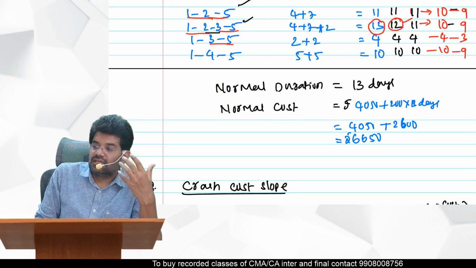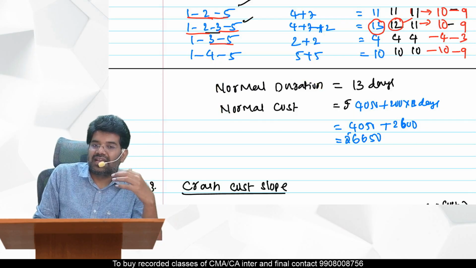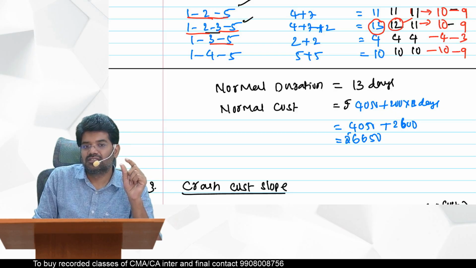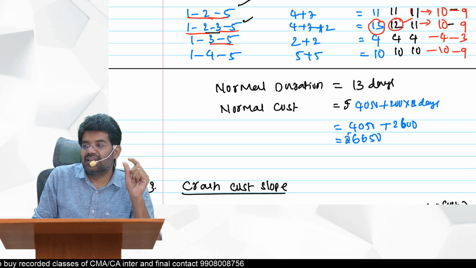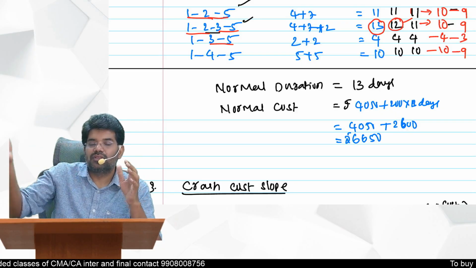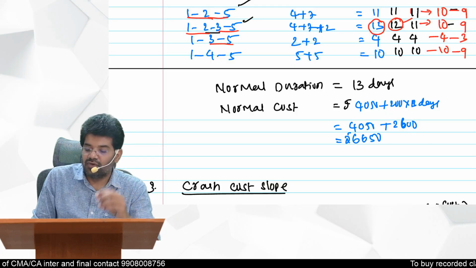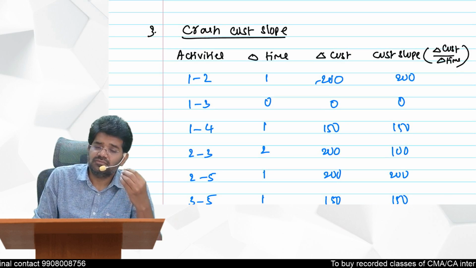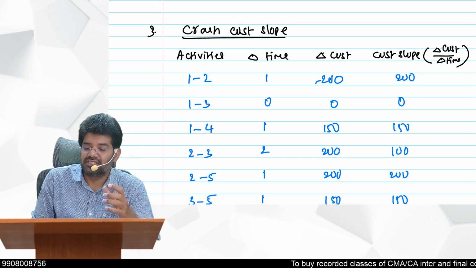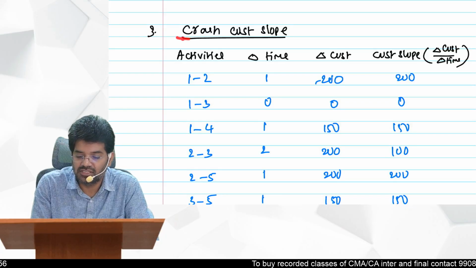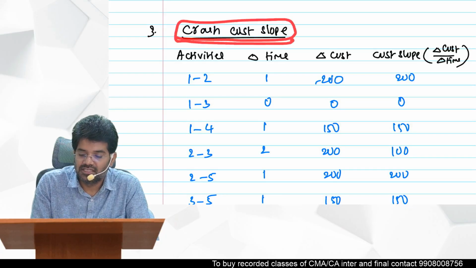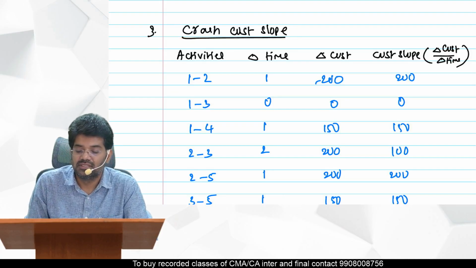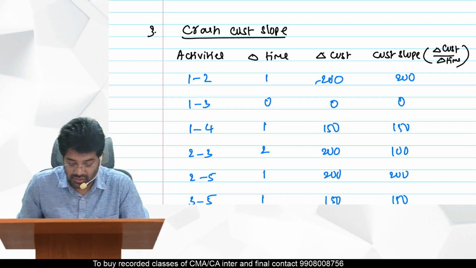Now our crashing will start. So if you want to crash, first the criterion is you should compare savings with cost. So for that you should calculate the cost per day saved first, which we call the crash cost slope. This is the first thing you should calculate. Whenever you are doing crashing problems, you should calculate the crash cost slope.